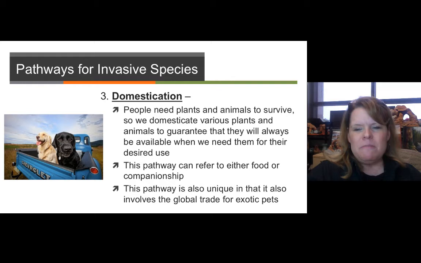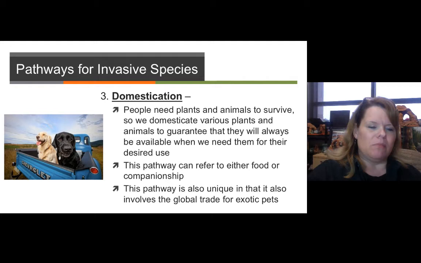People need plants and animals to survive. Sometimes we want them more than we need them. So we domesticated various plants and animals to guarantee that they will always be available when we need them for our desired use or uses. This pathway can refer to either food or companionship. Like you got a couple of pairs of Labradors there. I don't think they're food.